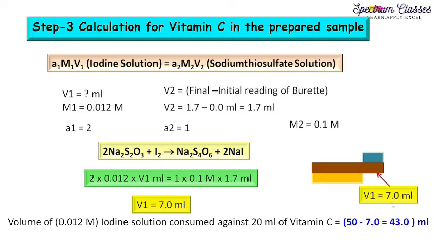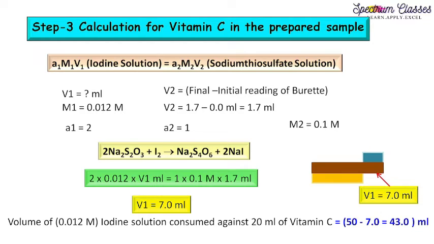So the excess of iodine is this, and the rest of the iodine reacts with the vitamin C solution. We have initially added 50 ml of iodine solution to 20 ml of vitamin C solution, and from there we subtract the excess and we get how much iodine solution of this molarity reacts with the vitamin C solution. So this is the volume which reacts with the vitamin C solution.